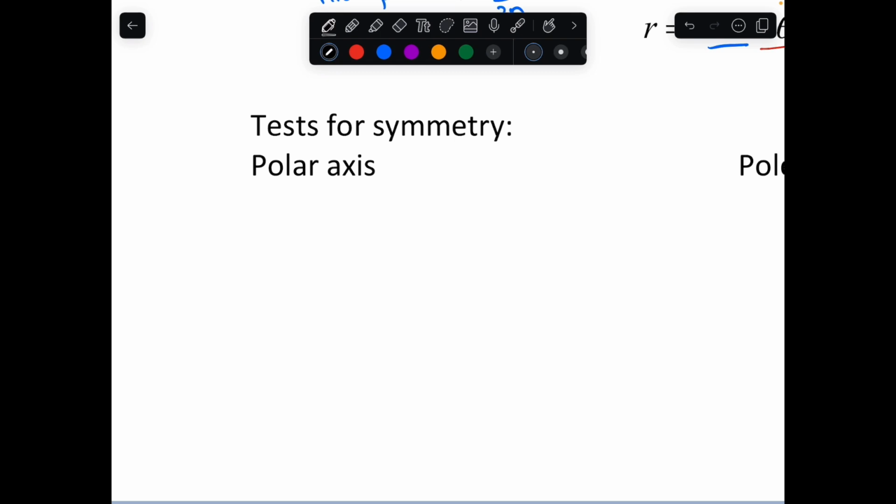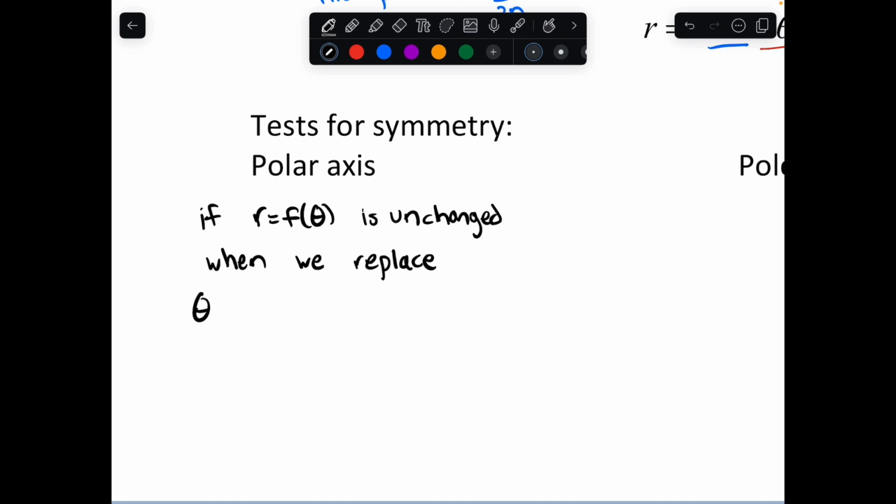Now, what is the rule to test whether we have symmetry over the polar axis? Well, if our function r is equal to f of theta is unchanged when we replace theta with negative theta. So if I replace theta with negative theta instead, and nothing ends up changing about my function, as in I use some identities or something of the sort, and I can get back to my original equation, then I have polar axis symmetry, or symmetry over the horizontal axis.